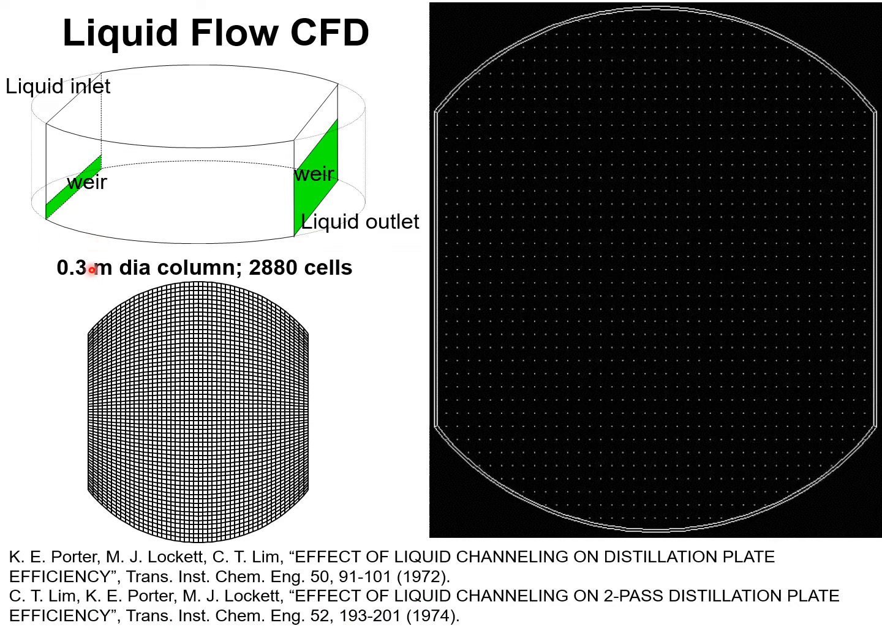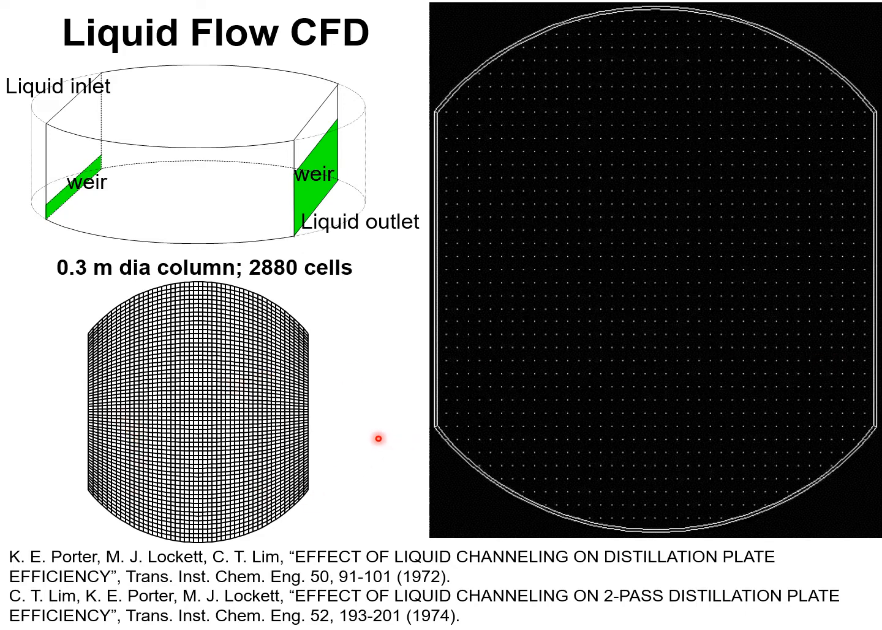Let's first gain an understanding of how liquid flows across the tray from the inlet to the outlet. This is the inlet weir, this is the outlet weir, and we first perform CFD simulations to determine the velocity trajectories and profiles as the liquid traverses from left to right as it moves across the tray. To keep matters simple, we switch off the gas, as it were, and just consider liquid flow.